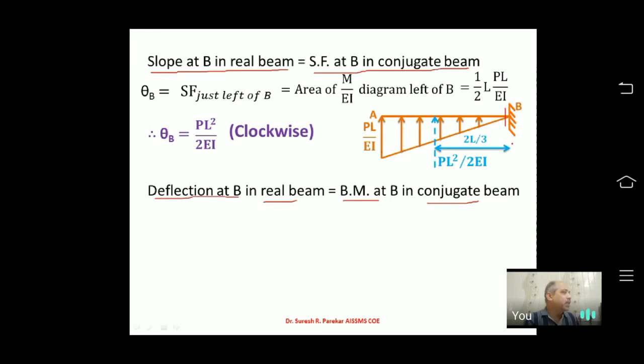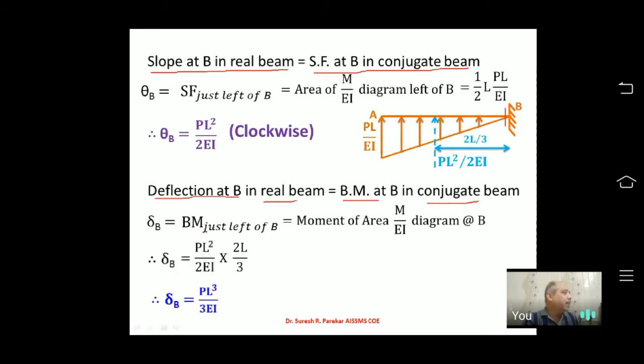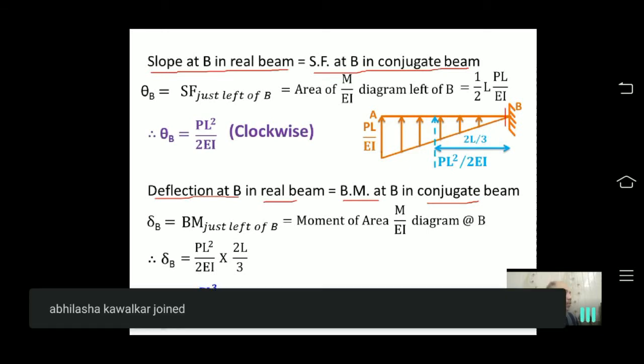So now you can see delta B is the bending moment just left of B, the moment of area of the M by EI diagram about B. That gives me PL square upon 2EI, which is the area, into its distance, that is 2L by 3. And that gives me the value of delta B, PL cube upon 3EI.